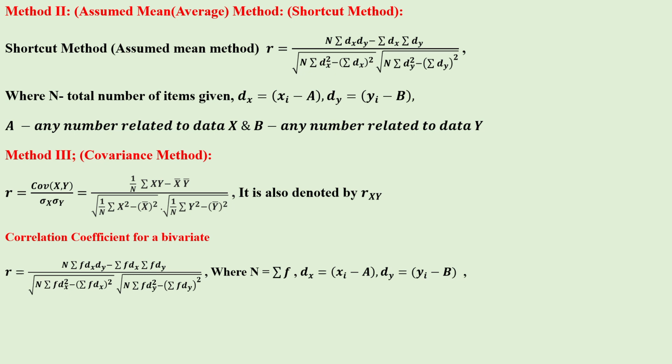Sometimes you will take that, which is the very easiest method. So dy is equal to (yi minus B) by h, where h is the interval length of the y's. Then dx is (xi minus A) by h, where h is the interval length of the xi's. If x1, x2, x3 are in equal intervals, you take the difference; that is h. Similarly for y. If it is continuous, like 1 to 10, 10 to 20, then you take the midpoint of the intervals and the difference between consecutive midpoints. That difference is called h.